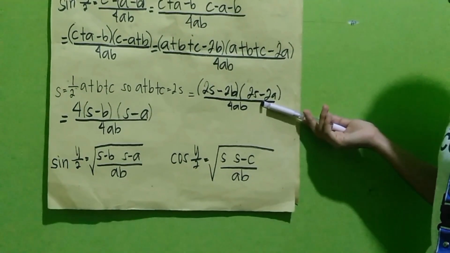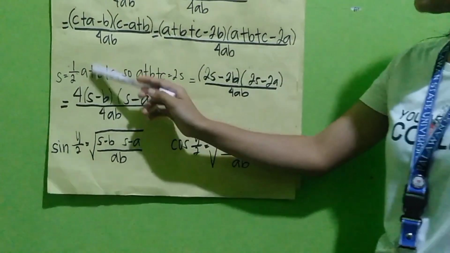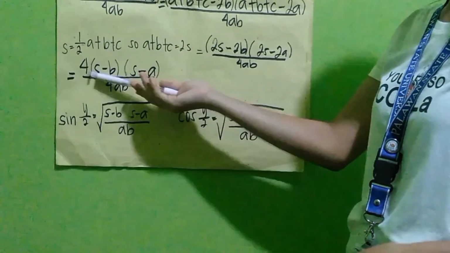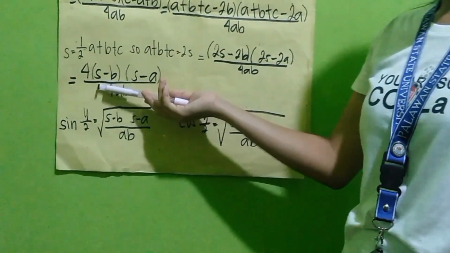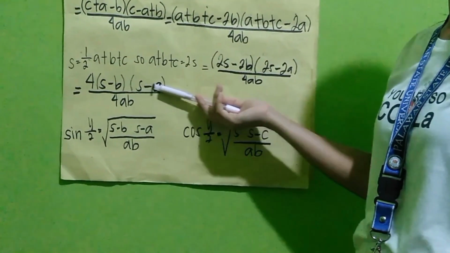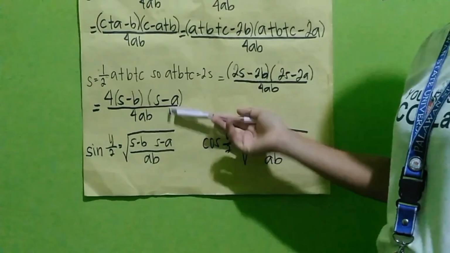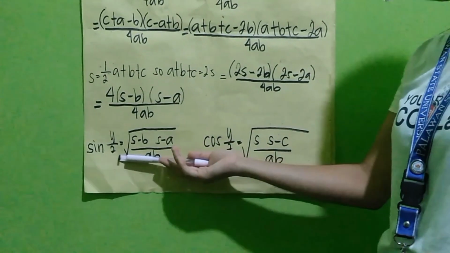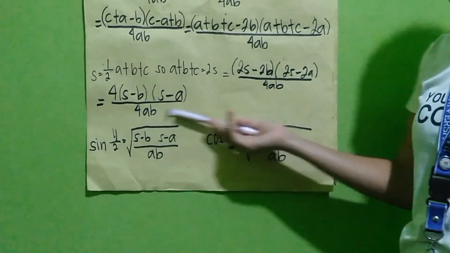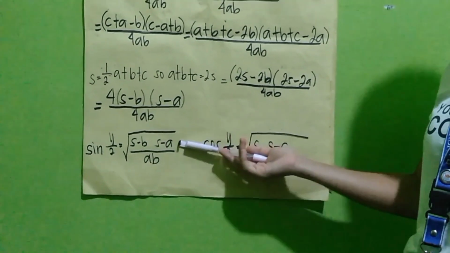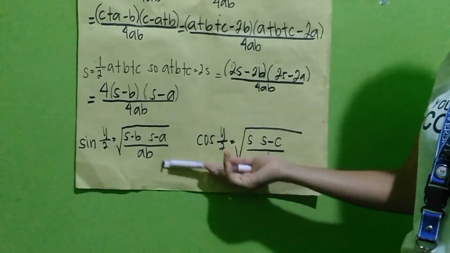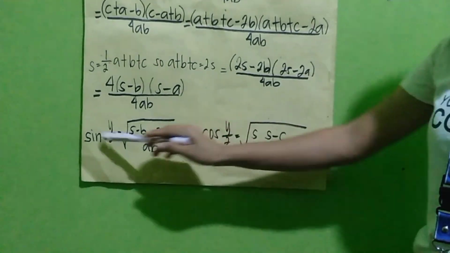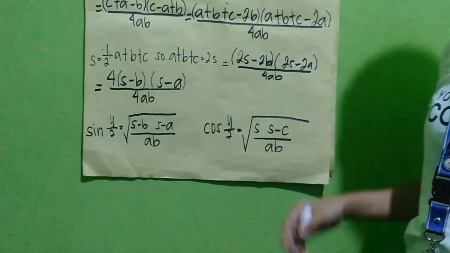Then, to simplify, we must cancel out the 4. So, 4 times the quantity of s minus b and the quantity of s minus a over 4ab. Then, cancel the 4. Then, sine gamma over 2 equals the square root of (s minus b)(s minus a) over ab. So, there is a square root since the square is removed.